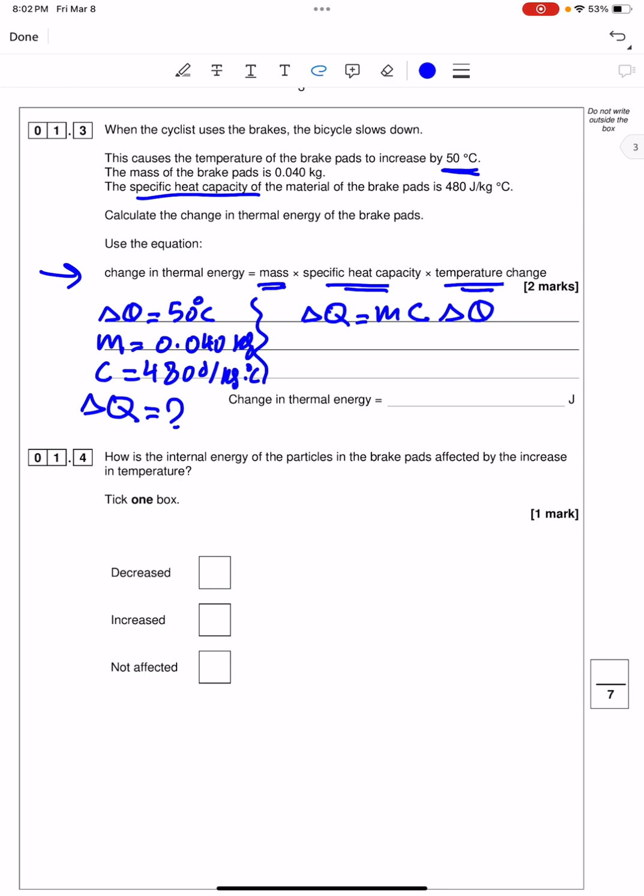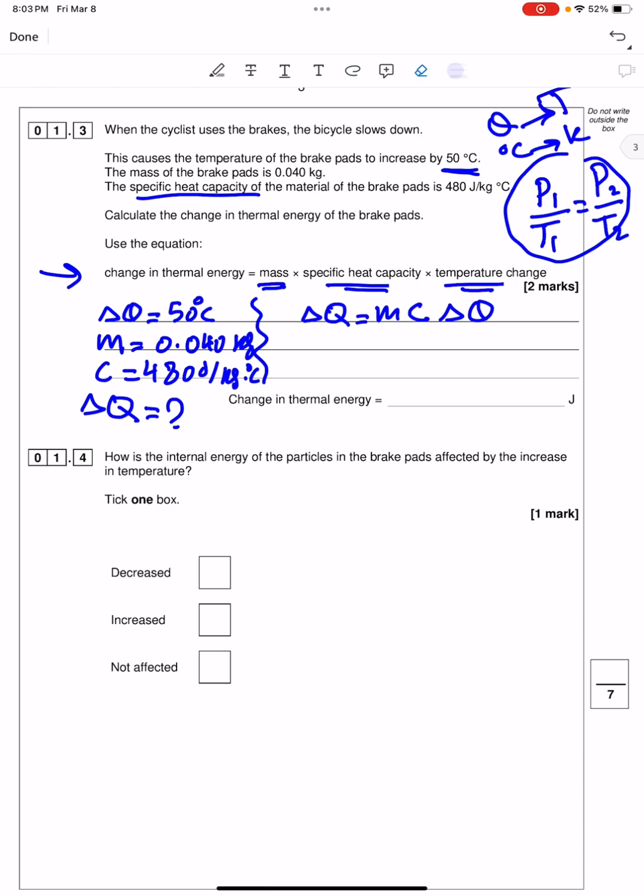You don't have to worry about turning it to Kelvin or so, except for when you use the gas laws. This is where you have to change from Celsius to Kelvin, from theta to T. Other than this, I don't think that you need to worry about it.